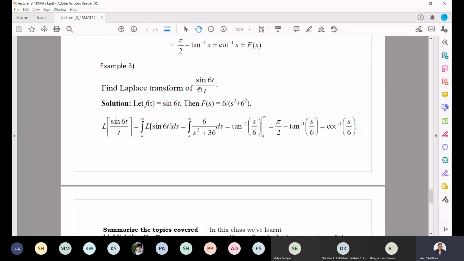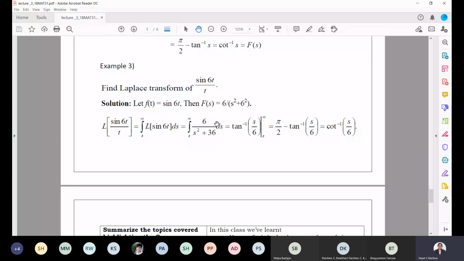We will discuss the last problem. So we have here the Laplace transform of sine 6t divided by t. First find the Laplace transform of sine 6t. Laplace transform of sine 6t is 6 divided by s square plus 6 square, that is 36. Then the Laplace transform of sine 6t by t will be the integral from s to infinity of the Laplace transform of sine 6t into ds. So that is nothing but the integral from s to infinity of 6 divided by s square plus 36 into ds.